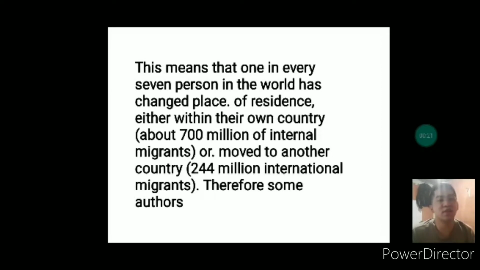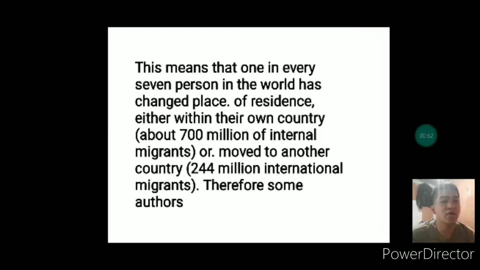It means that one in every 7 persons in the world has changed place of residence, either within their own country. About 700 million internal migrants moved within their countries, and 244 million are international migrants.